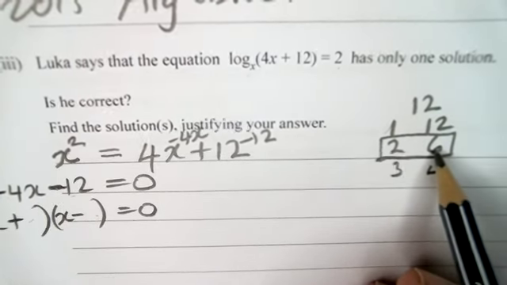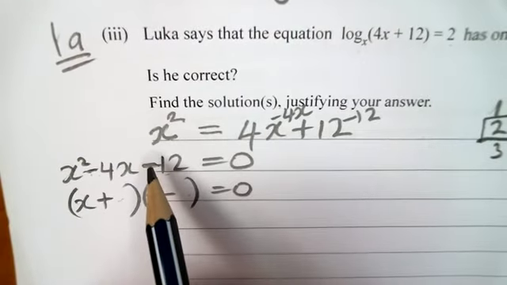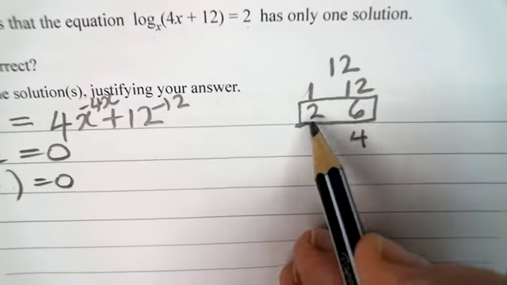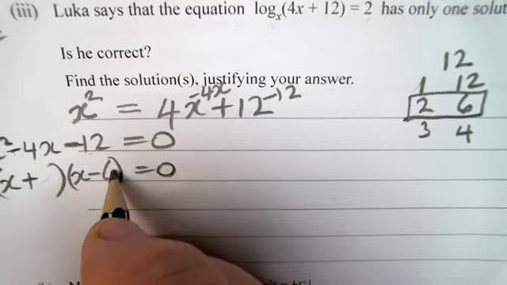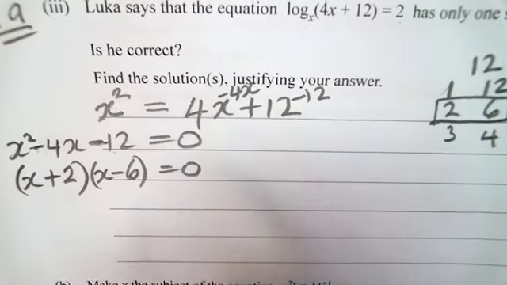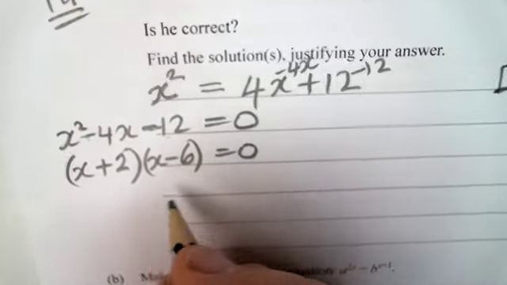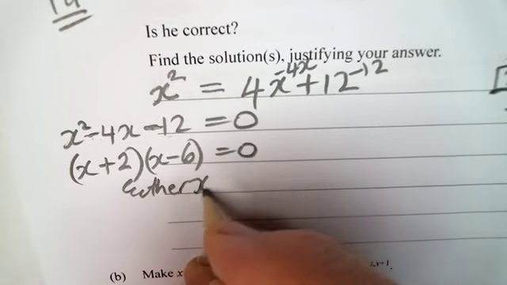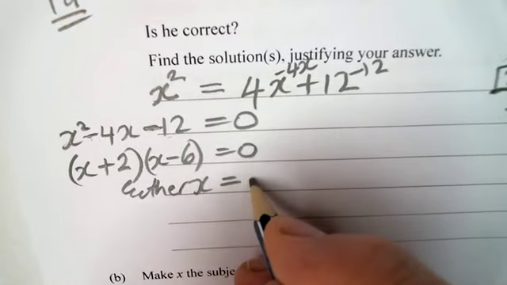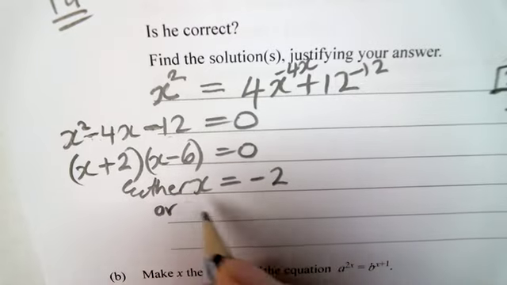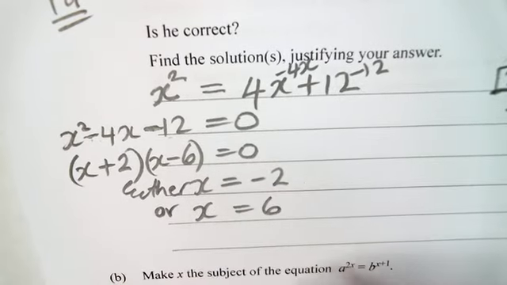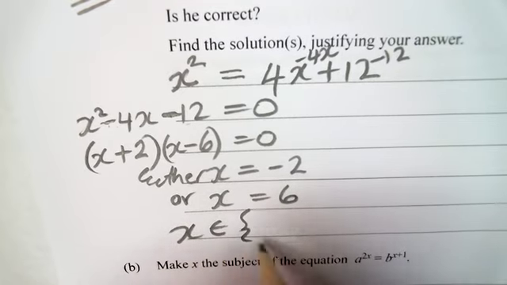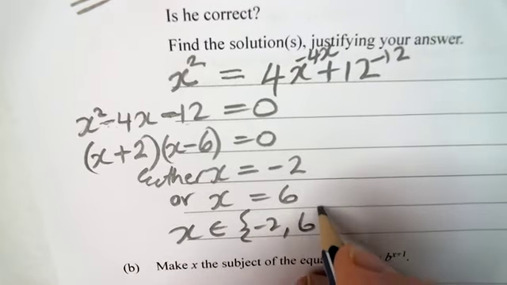So we're going to use 2 and 6. But we notice that although the signs are different, the biggest of the two numbers goes next to the negative. Biggest of the two is 6. Put the 6 next to the negative and the 2 next to the positive. All right, so therefore we can say that either x is going to equal negative 2, or we can say x is equal to positive 6. Or we could write it if you want, x is an element of the set of negative 2, 6.